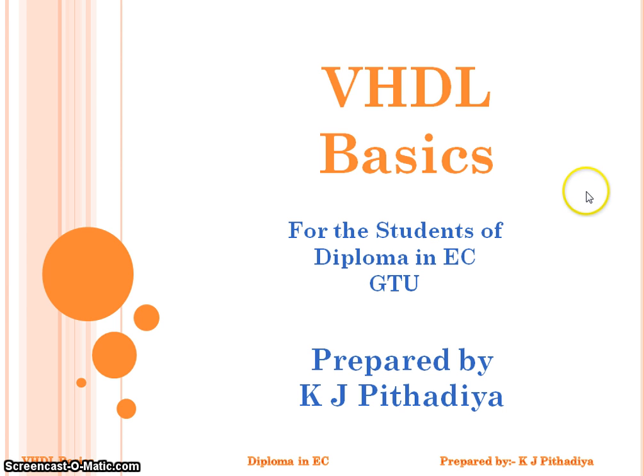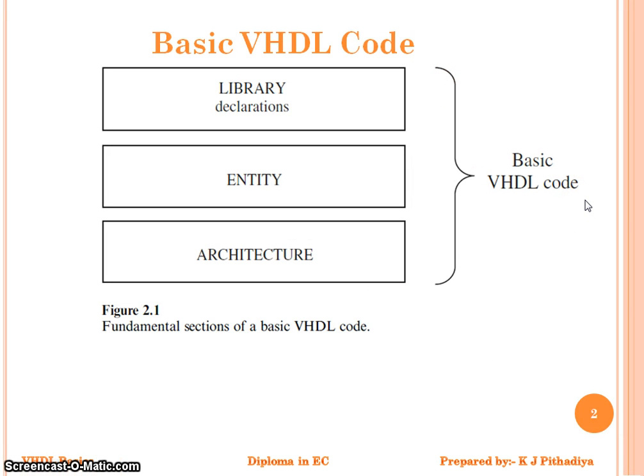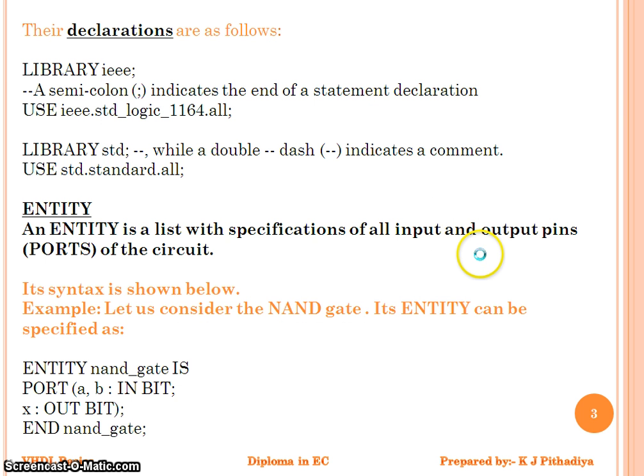So we are going for the first slide. The first slide basically deals with the basic coding of VHDL, how we can start. First thing you have to take care about is the library declaration part, then the entity, then the architecture. These are the three main things that you have to take into consideration in the programming of VHDL whenever we are starting. That's why the basic VHDL code is given. This figure I have taken from Pedroni.